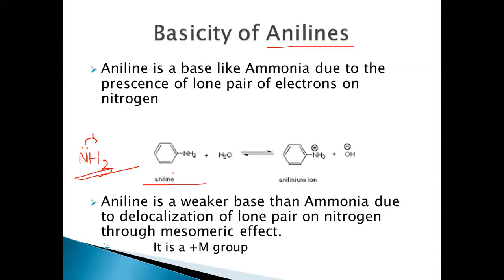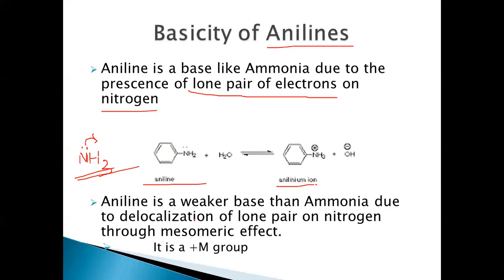And like ammonia, aniline is also a base because of the presence of a lone pair of electrons on the nitrogen here. It can donate and can accept a proton, resulting in the formation of an anilinium ion here. So this proves the basicity. So aniline is also basic like ammonia because of the presence of a lone pair of electrons on the nitrogen here.